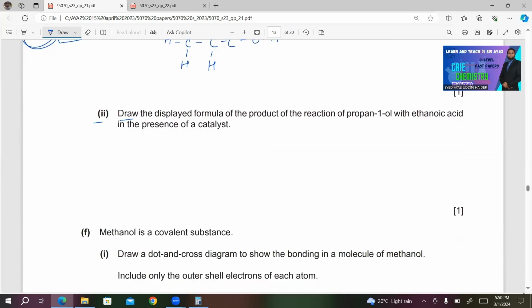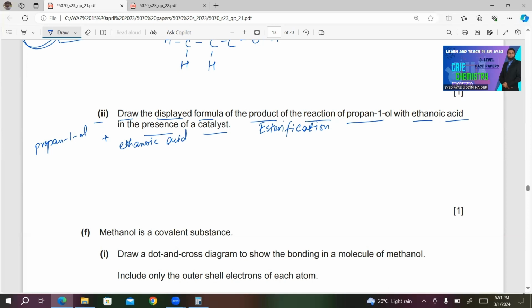Number 2, draw the displayed formula of the product of the reaction of propane-1-ol with ethanoic acid in the presence of a catalyst. Now this reaction is known as esterification. Esterification is the formation of an ester when alcohols are reacted with carboxylic acids. So you are reacting propane-1-ol with ethanoic acid. This is propane-1-ol, and plus we have ethanoic acid.